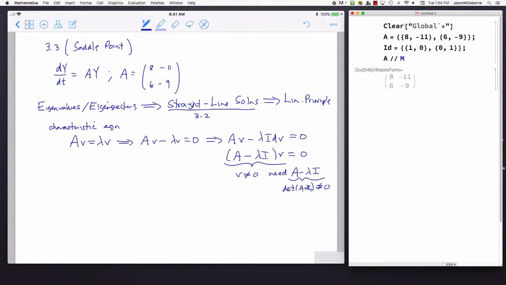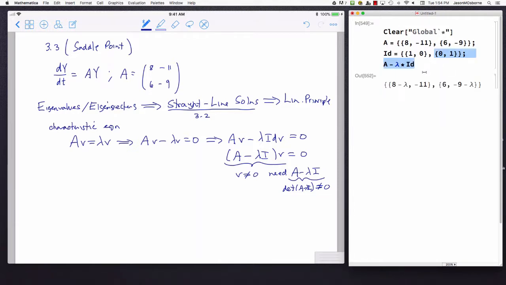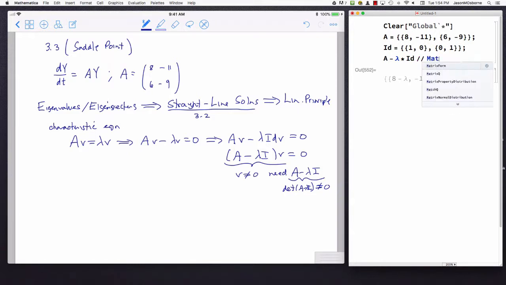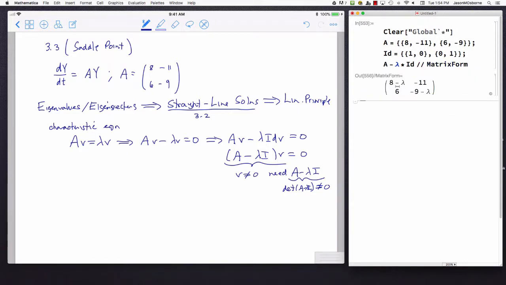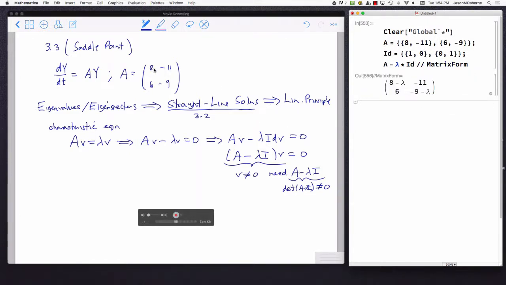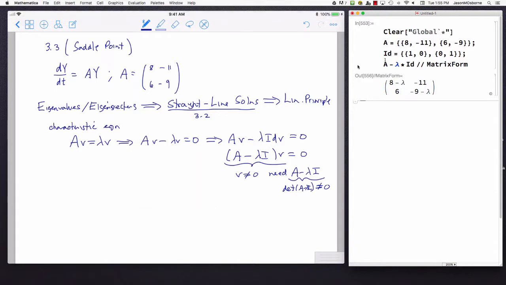What you need to do is take A minus lambda times the identity matrix. If you turn it into its matrix form, you can see that we got 8 minus lambda, negative 11, 6, and negative 9 minus lambda, and the identity, since it was 1, 0, didn't put lambdas on the off diagonal. So there's A minus lambda I.